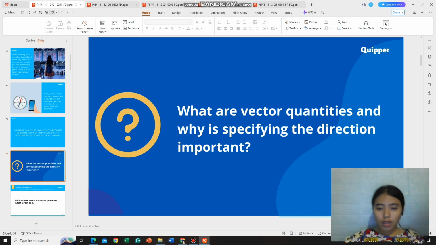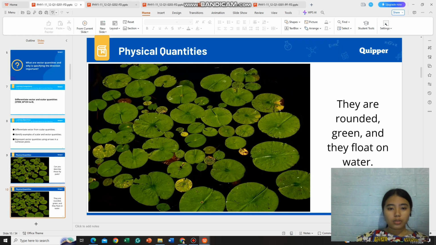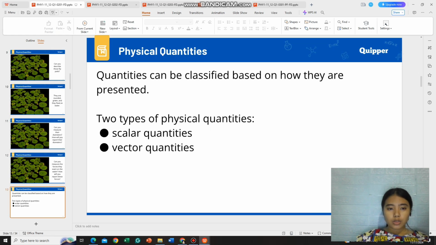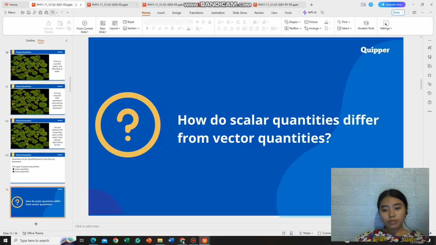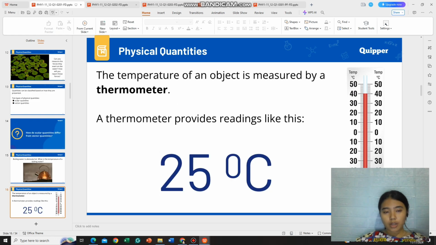What are vector quantities and why is specifying the direction important? Okay. So, there are two types of physical quantities: scalar quantities and vector quantities. How do scalar differ from vector quantities?